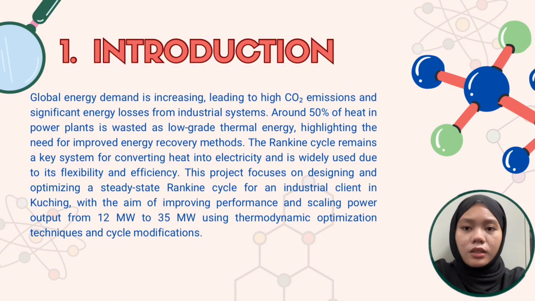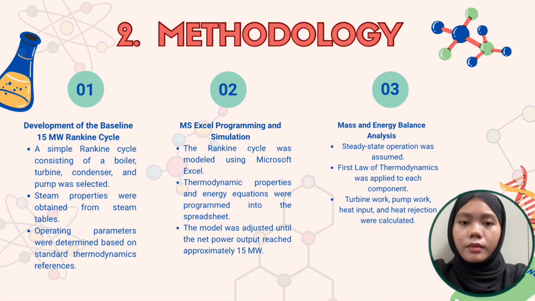The Rankine cycle remains a key system for converting heat into electricity and is widely used due to its flexibility and efficiency. This project focused on designing and optimizing a steady-state Rankine cycle for an industrial client in Kuching, with the aim of improving performance and scaling power output from 15 MW to 35 MW using thermodynamic optimization techniques and cycle modification. Now we are going into the methodology part.